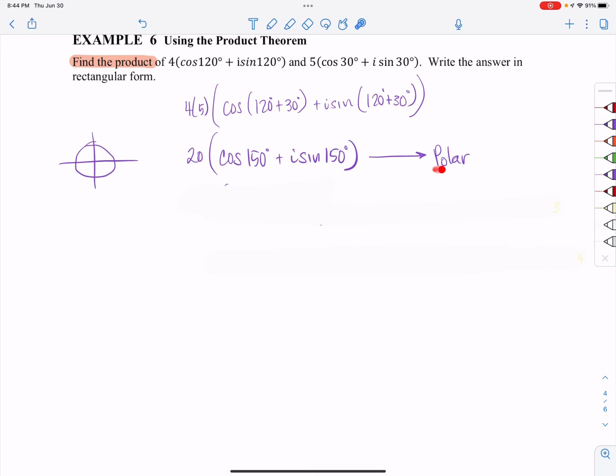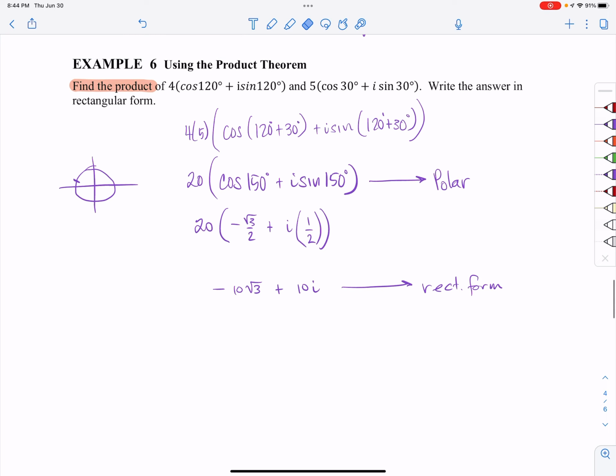Remember, when you want to go from polar to rectangular, you're going to simply simplify. So let's take our 150 degrees, which is right here on the unit circle. Cosine of 150 is negative root 3 over 2. Sine of 150 is a positive 1/2, so we'll substitute that. We'll distribute our 20. And that'll give us negative 10 root 3 plus 10i. That is the rectangular form.